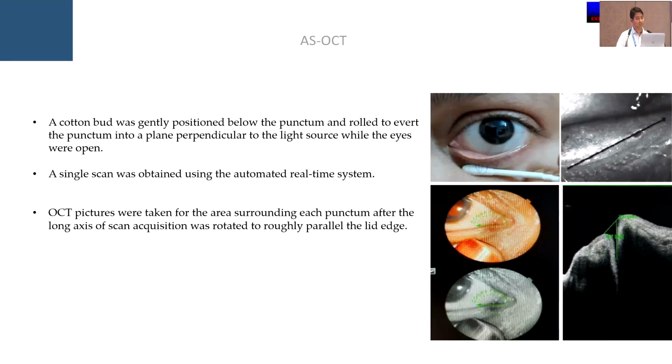For this, we used a cotton bud, which was gently positioned below the punctum and rolled to invert the punctum into a plane perpendicular to the light source while the eyes were open. A single scan was obtained using the anatomical automated real-time system, and OCT pictures were taken for the area surrounding each punctum after the long axis of scan acquisition was rotated to roughly parallel to the lid edge.